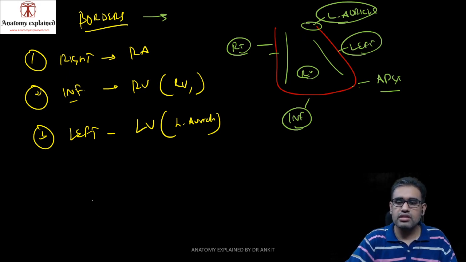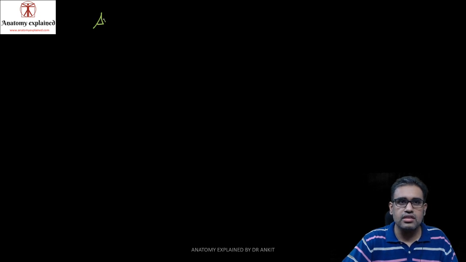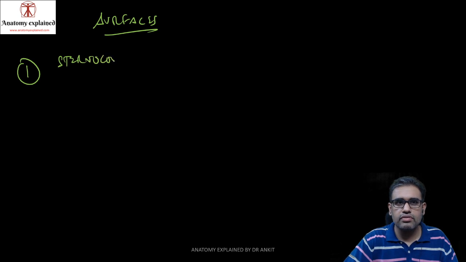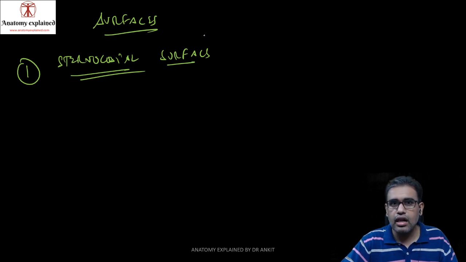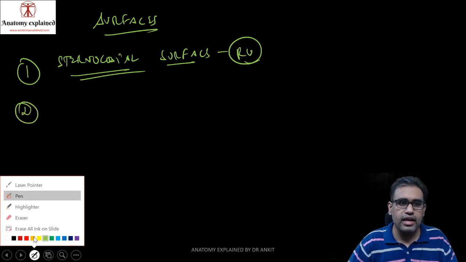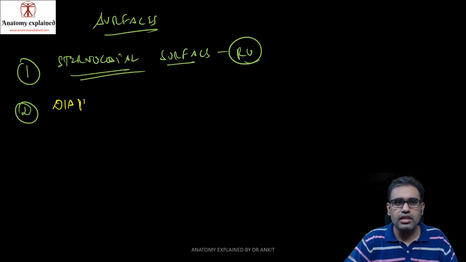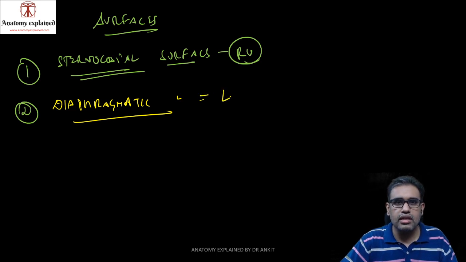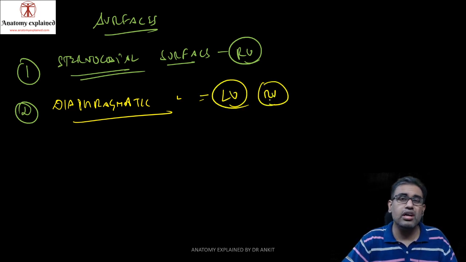Okay, if we talk of the surfaces, how many surfaces are there? Basically the most important one is the sternocostal surface, that is the anterior surface. Mainly by which chamber? Mainly by RV. A small component will be there by LV, mainly by RV. Then we have a surface which is in contact with the diaphragm below, that is the inferior surface or the diaphragmatic surface. This is mainly by LV, a small component or 1/3 by the RV also. So diaphragmatic is 2/3 by LV and 1/3 by RV.